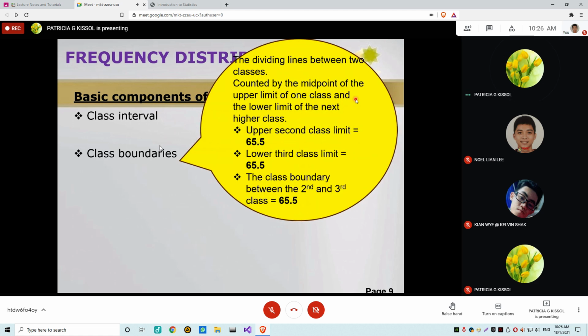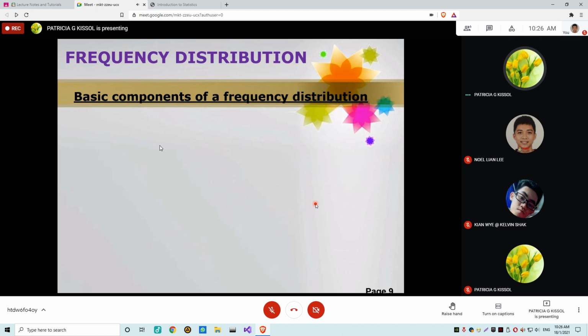So you see, how do I explain it further? You see all the answers are already written here, like upper second class limit is 65.5, lower third class limit is 65.5. Therefore, the class boundary between second and third is 65.5. So for this explanation, I would like to go back to the slides previously and explain to you guys.